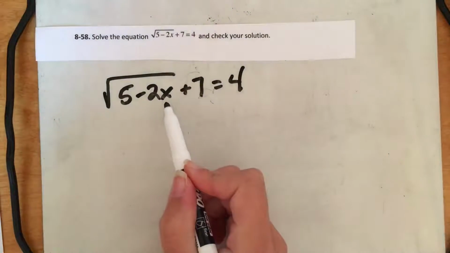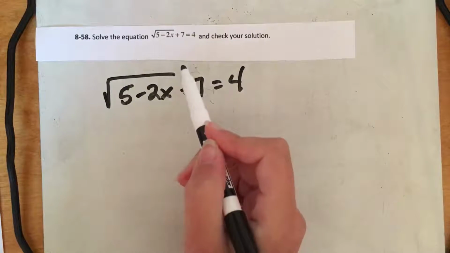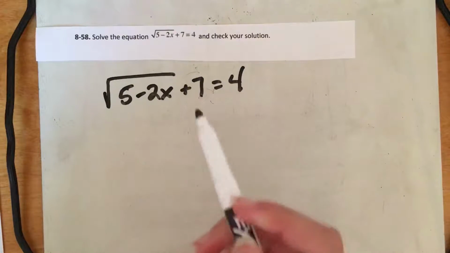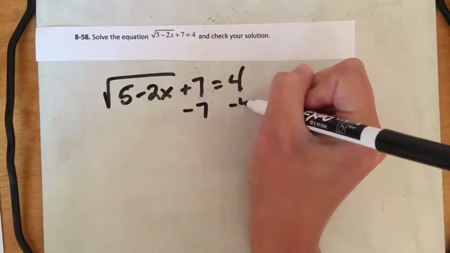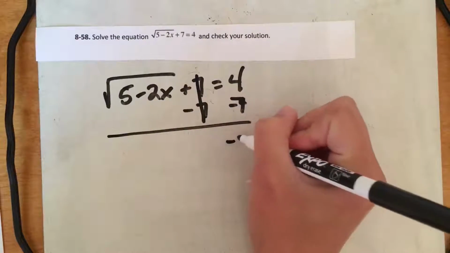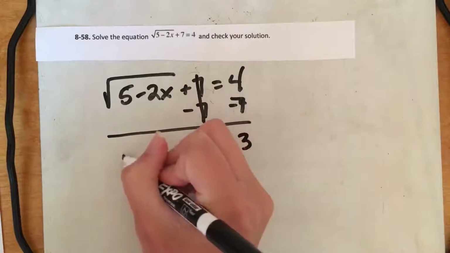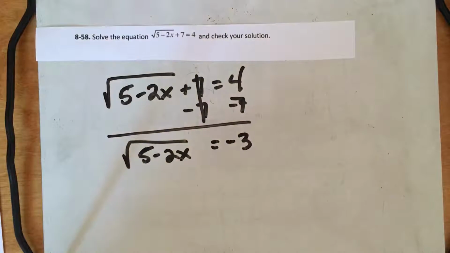So we need to get this x by itself eventually, and what we need to do in order to do that is get this square root by itself, and then we'll work our way into it. So we're going to do minus 7 on both sides. Oops. So that makes this go away. So I'm going to get negative 3 right here, and this square root stays the same. Okay? So we're right there.